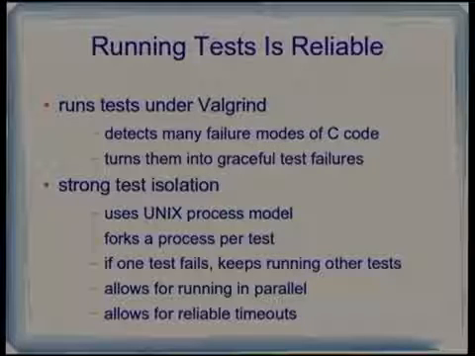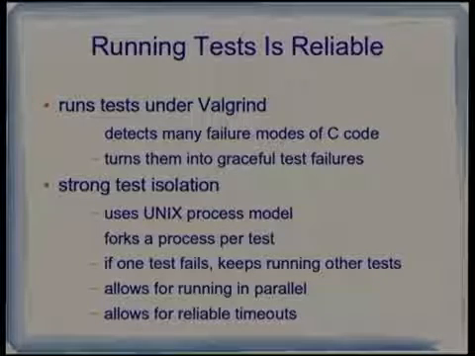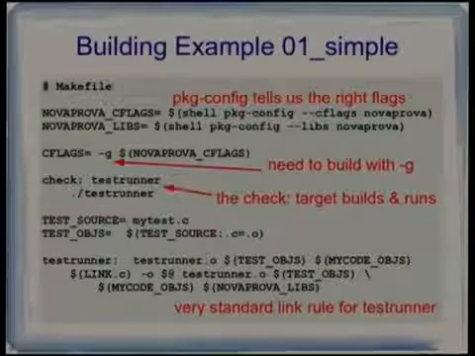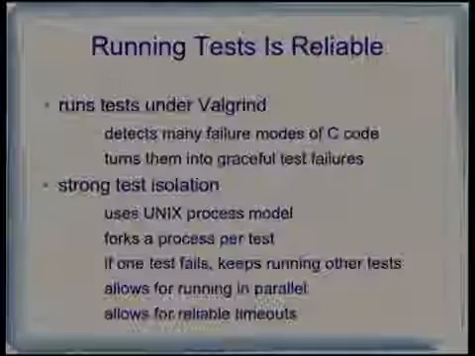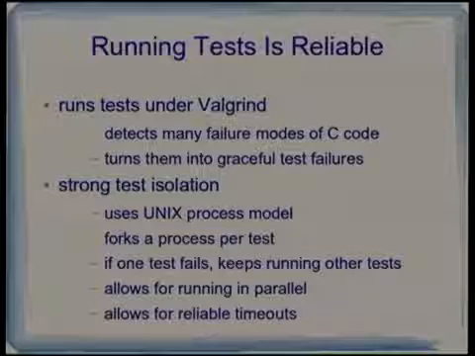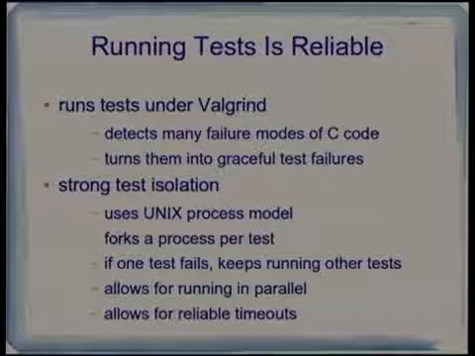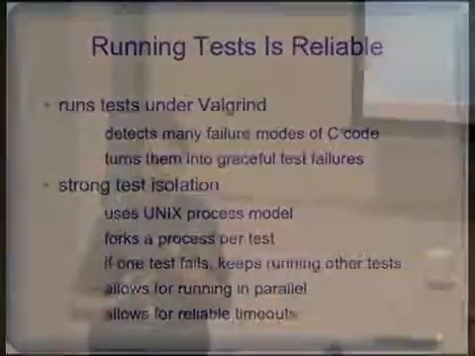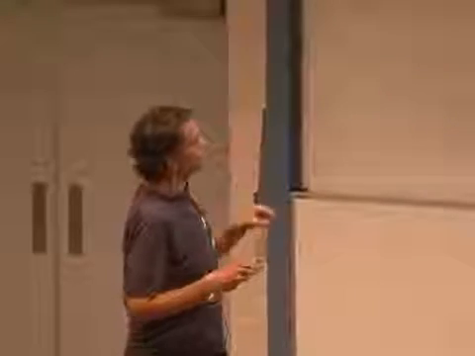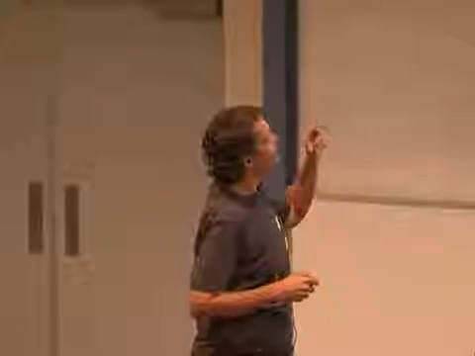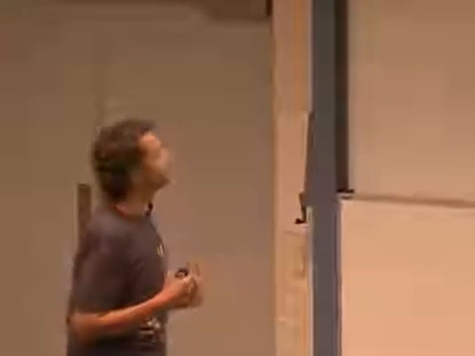So we run the test under Valgrind. You may have noticed back in this makefile, there's no Valgrind here. So what happens is the test runner program Valgrinds itself, and it does that in a library. I'll go through that in a little bit of detail. So we run ourselves under Valgrind because we want to achieve the best possible detection of errors all the time.